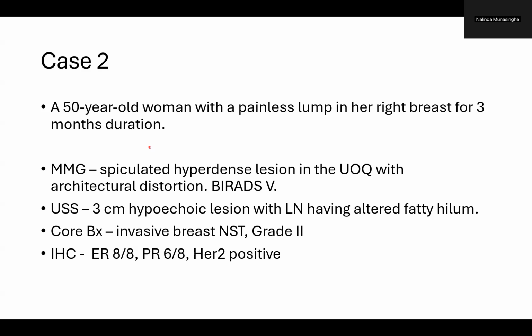So the next scenario is the same kind of patient, but a different tumor, right? A 50-year-old woman, painless breast lump, right breast, 3 months duration, and the mammogram showed the same findings. Now this is a 3 centimeter lesion, and the lymph nodes are involved. Ultrasonically, the lymph nodes are involved with an altered fatty hilum. Core biopsy, same scenario, and now the immunohistochemistry says ER 8, PR 6, and HER2 also positive. So it's hormone positive and HER2 positive. It's a triple positive cancer, right? So now what is the management?